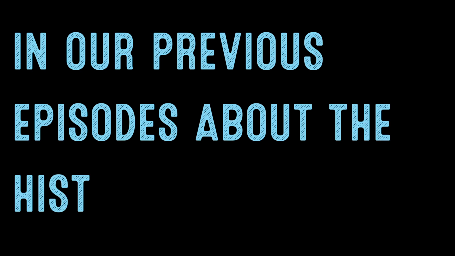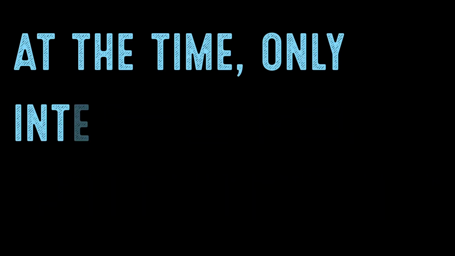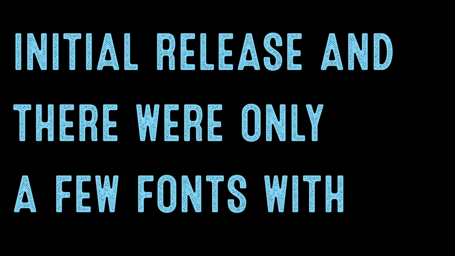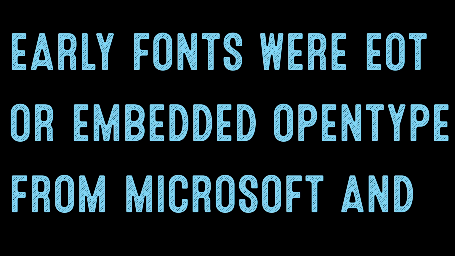The Daily Code Snippet. In our previous episodes about the history of CSS, we went over how the support of embedded fonts came with CSS2. At the time, only Internet Explorer supported this initial release, and there were only a few fonts with copyrights that allowed distribution on the web. These early fonts were EOT, or Embedded OpenType, from Microsoft and Monotype.